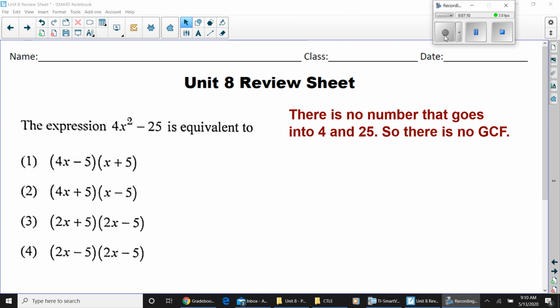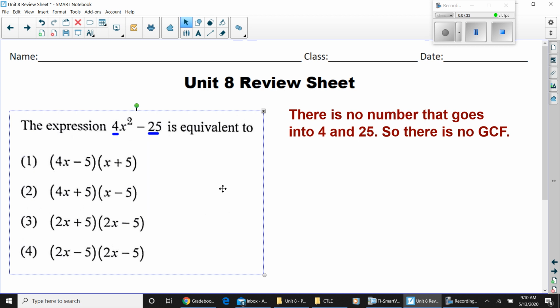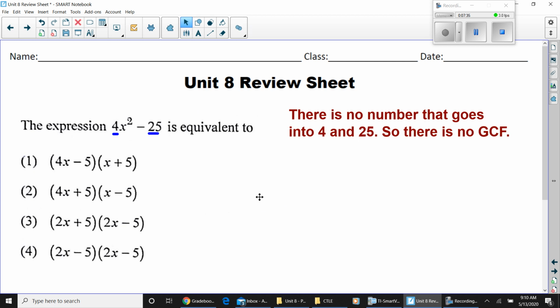There's no number that goes into both 4 and 25, so there is no greatest common factor. So when you're looking at 4x squared and you're looking at 25, what comes to mind about those numbers? They are both perfect squares. So we're looking at the difference of squares here.